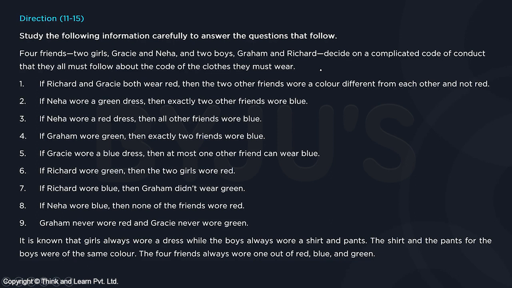If Richard and Gracie both wear red, then the other 2 friends wore a different color from each other and not red. If Neha wore a green dress, then exactly 2 other friends wore blue. If Neha wore a red dress, then all other friends wore blue, and so on and so forth.